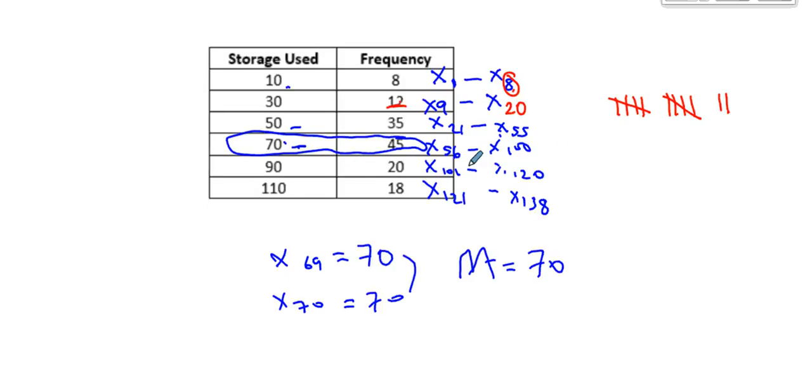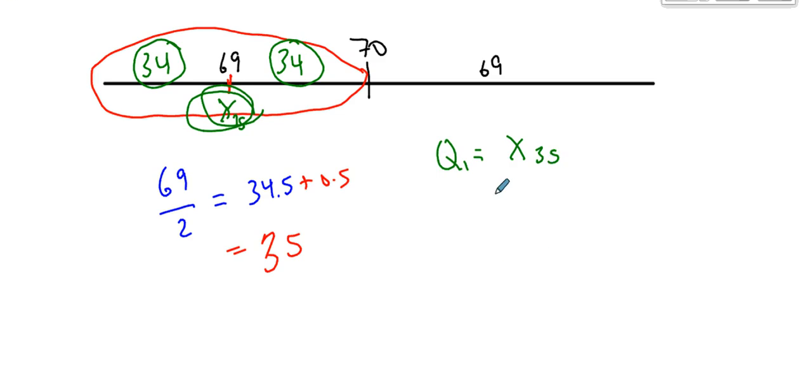Where's the 35th piece of data? So if you look at your letters here, the 21st piece of data is here, and this zone goes up to the 55th. So 21, 22, 23, somewhere in there is the 35th piece of data. So 50 is the 35th piece of data. So Q1 equals 50. And now we're going to do something similar to find Q3.